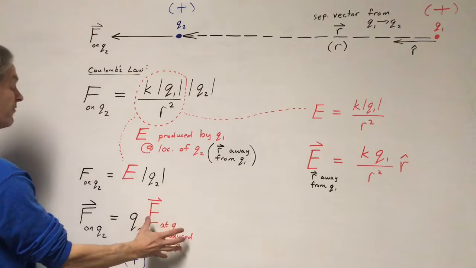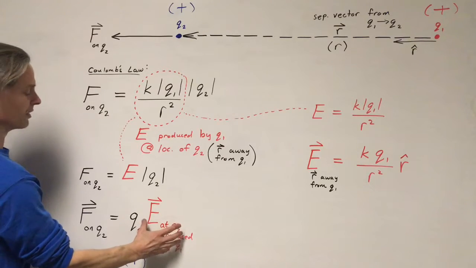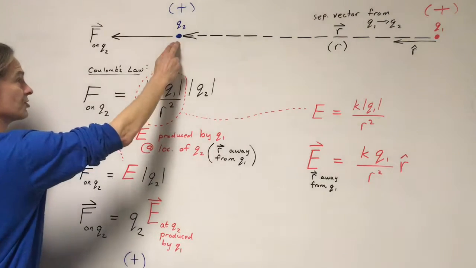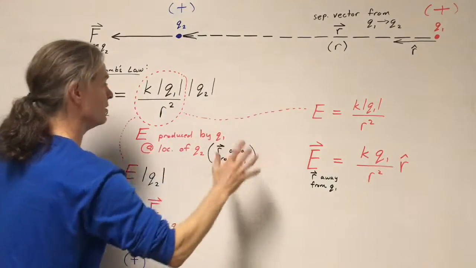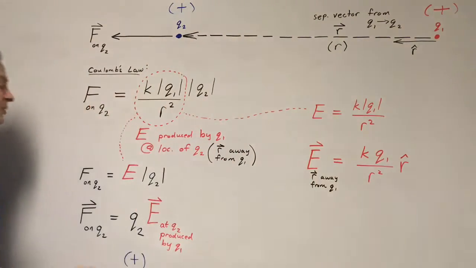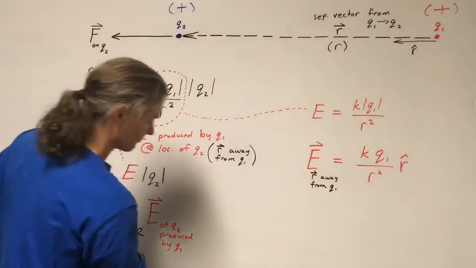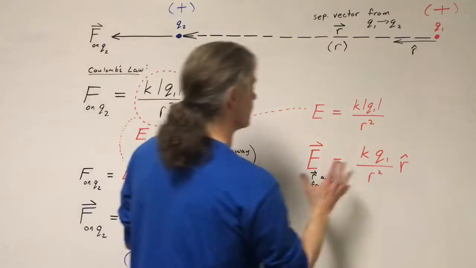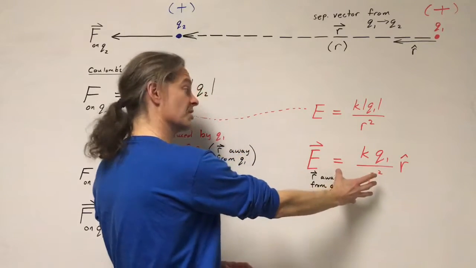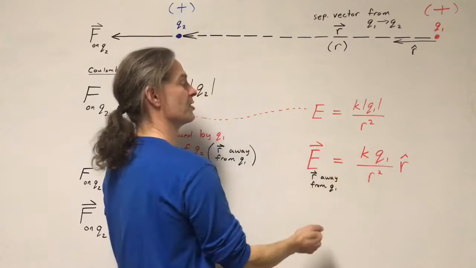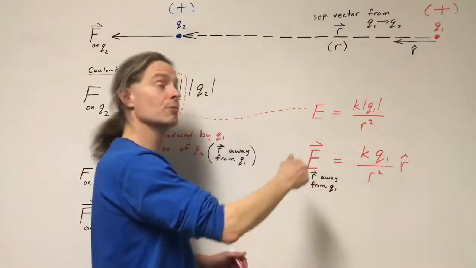And now we need to figure out the direction of the electric field at the location of charge 2 produced by charge 1 from this vector expression over here. So we need to figure out the direction of this electric field vector. To do that, we go over here because this is what gives us the electric field vector produced by charge 1 at the location of charge 2.